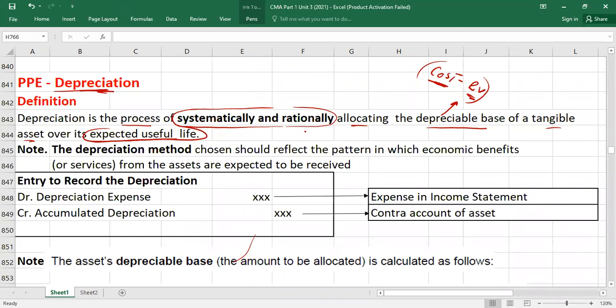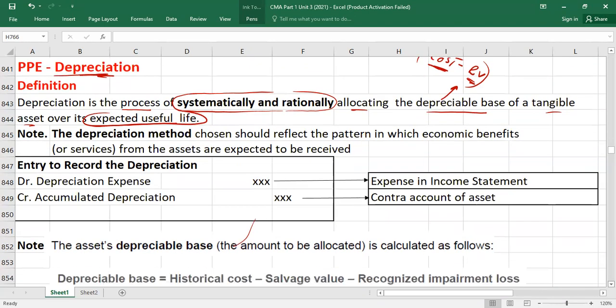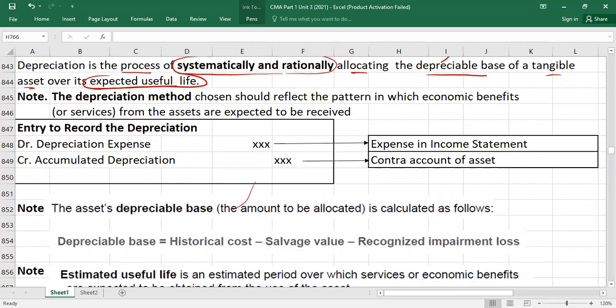Regardless of benefit consumption, you can select any method. But under IFRS, it is more strict. So you have to select the method which should reflect the pattern of consumption of benefit. Okay. So now guys, depreciation we will calculate obviously. So it is a note. You should also remember this note being a student.